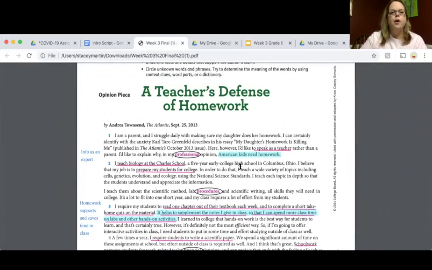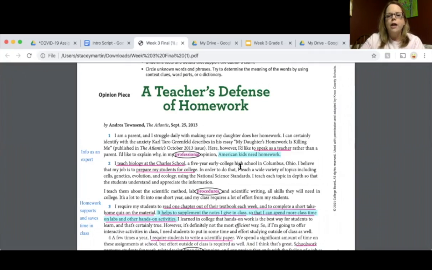A Teacher's Defense of Homework by Andrea Townsend, The Atlantic, September 25th, 2013. I'm a parent and I struggle daily with making sure my daughter does her homework. I can certainly identify with the anxiety Carl Taro Greenfield describes in his essay, "My Daughter's Homework Is Killing Me," published in the Atlantic October 2013 issue. Here, however, I'd like to speak as a teacher rather than a parent. I'd like to explain why, in my professional opinion, American kids need homework. I teach biology at the Charles School, a 5-year early college high school in Columbus, Ohio. I believe that my job is to prepare my students for college.